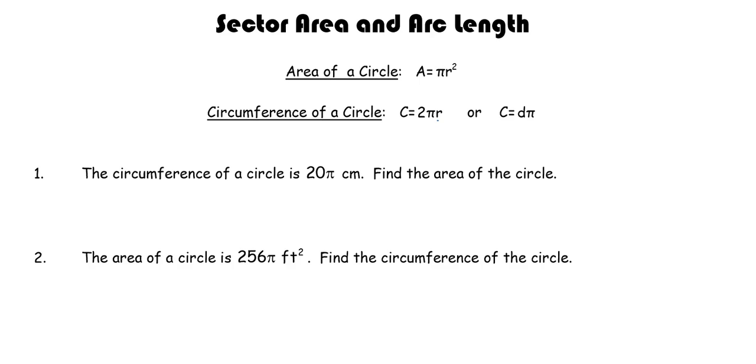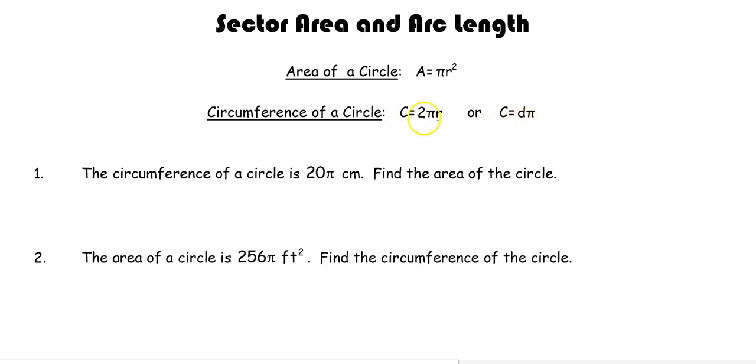Today's video is going to be on sector area and arc length. We're going to start by reviewing some stuff that you should already know. The first one being the area of a circle. The formula to find the area of the circle is pi r squared, and we know that r is the radius of the circle, and the circumference of the circle is 2 times pi times r, or diameter pi.